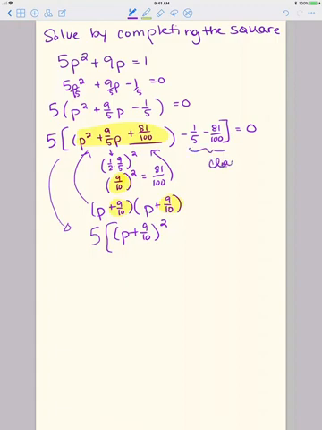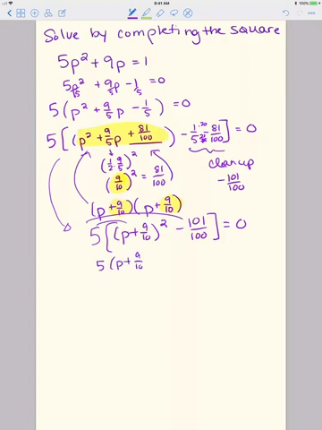If you clean up, get a common denominator for negative 1/5 minus 81 over 100. The common denominator is 100. Times this by, no, not 25, times this by 20, times the top by 20. You end up with negative 101 over 100. So negative 101 over 100. Redistribute the 5 back through. You get 5 times p plus 9/10 squared minus 101 over 20. Again, I'm not using any decimals here.